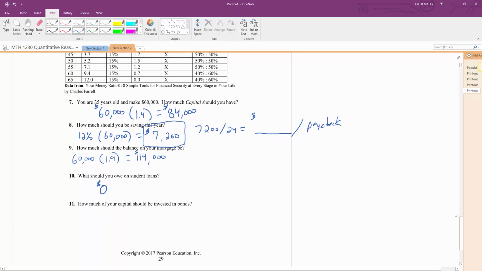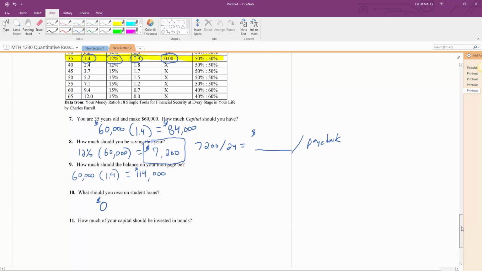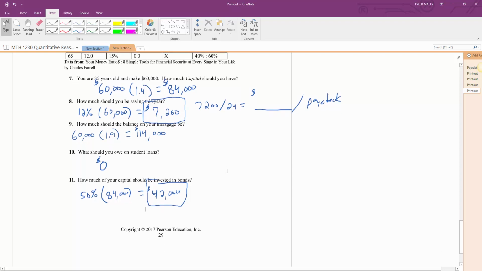And then lastly, number 11 says how much of your capital should be invested in bonds, right? So if we look at the stock to bond ratio, we should have 50% of our capital in stock and 50% in bonds. Right, so if you recall, in number 7 we calculated the capital, which was $84,000. So it's recommending that I have 50% of that in bonds, right? So if I take 50% times the 84,000 that we calculated above, you should get $42,000. Right, so out of my capital, 50% should be in bonds. That's $42,000. All right, so that's all I have for this video.